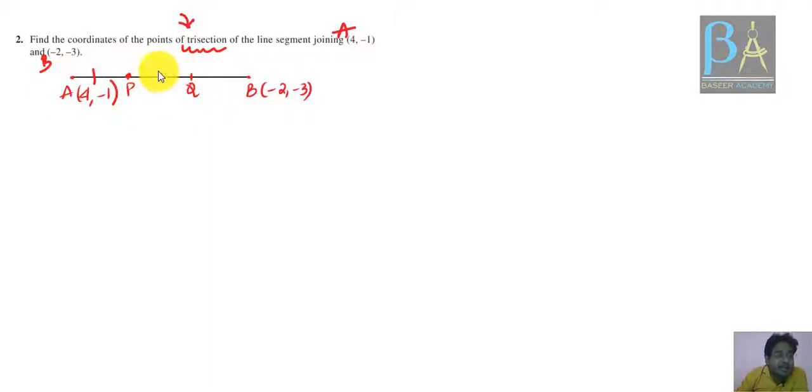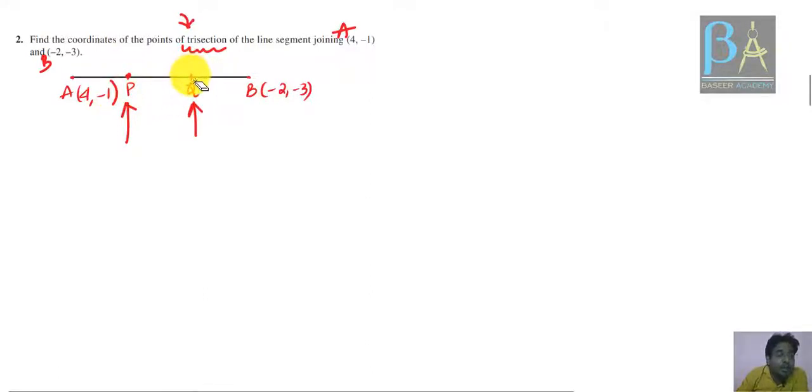AP, and then PQ, and then QB. Those are the 3 equal parts. So now I want to find out the coordinates of point P and the coordinates of point Q. So if I place 2 points, point P and point Q, on the line segment AB, then these 2 points, point P and point Q, are dividing this line segment AB into 3 equal parts, AP, PQ, and then QB. So I want to find out the coordinates of point P, and I want to find out the coordinates of point Q.